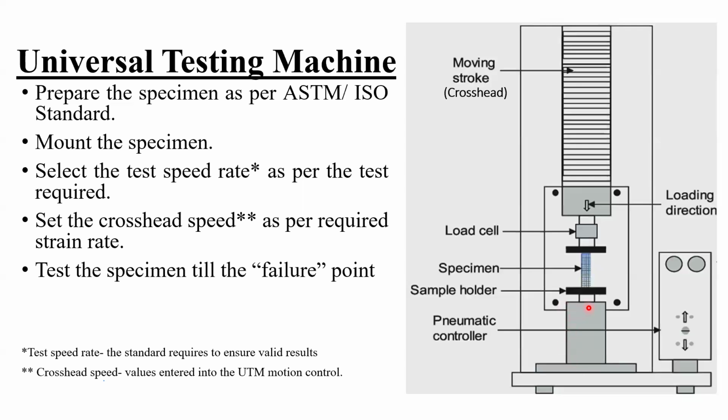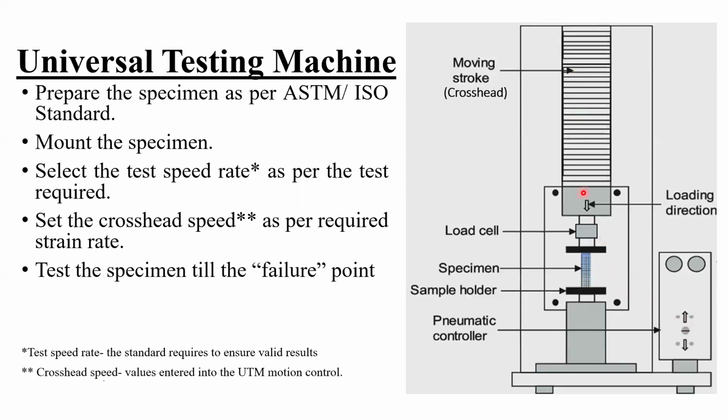On the bottom, you'll have a rigid base, which is not movable, which is fixed. On top of that is the sample holder, where you can place your specimen or material either in the horizontal way or in the vertical way, depending on how we want to measure it. From the top, there is a moving stroke, which is also called the crosshead. The crosshead is pushed by a pneumatic or hydraulic system, moving up and down.